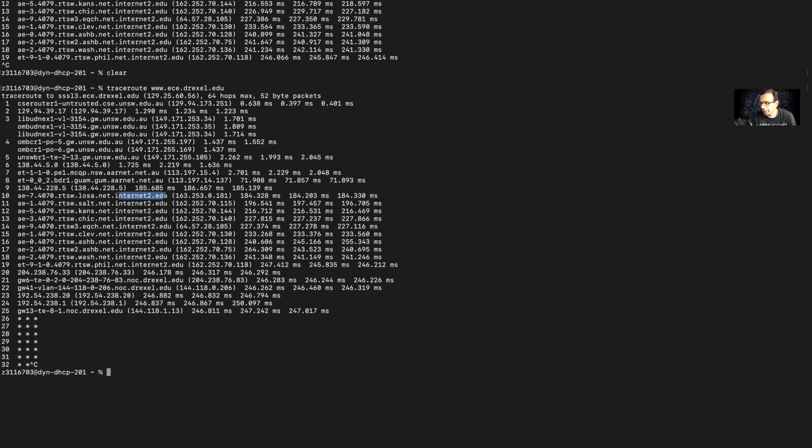In fact, you can do a bit of detective work and figure out that this is Kansas, this is probably Chicago, that's perhaps LA, maybe Seattle, Cleveland, Washington, and Philadelphia, right? So you can do a bit of detective work to sort of map out how the path actually looks. And then here it's already reached Drexel, and as we saw, it's not responding anymore, right? So in fact, let's pull up the Internet2 network map and have a look.